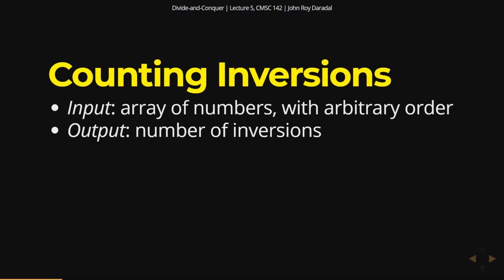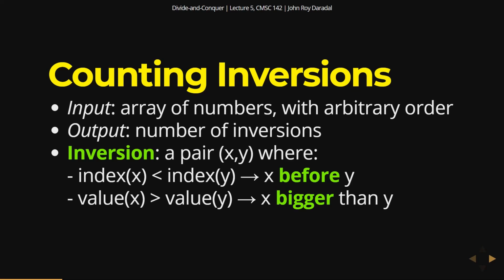The output is, of course, the number of inversions. But what are inversions? An inversion is a pair of numbers, x and y, where the index of x is less than the index of y. That means that x appears before y, but the value of x is greater than the value of y. So x appears before y, but x is bigger than y.